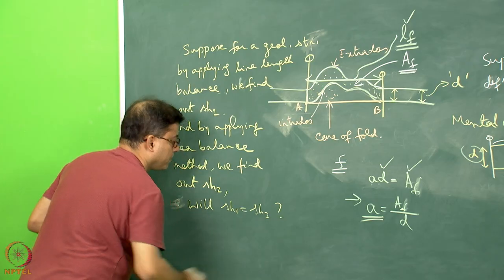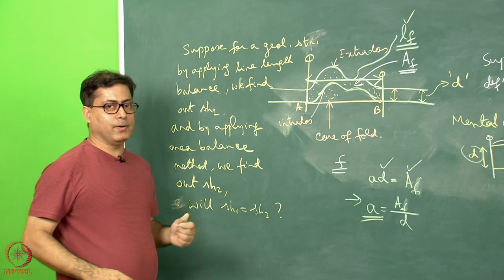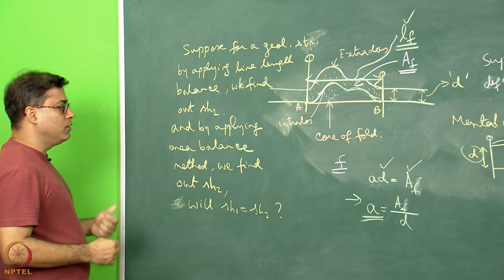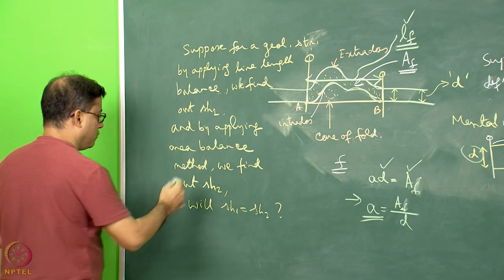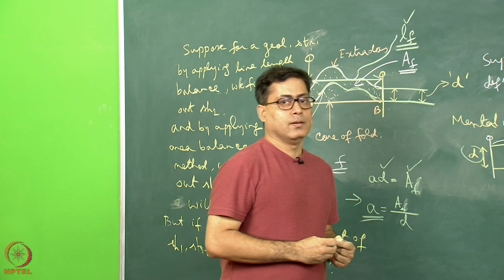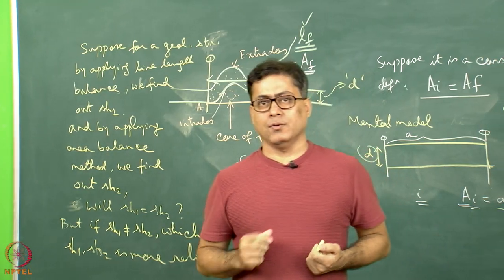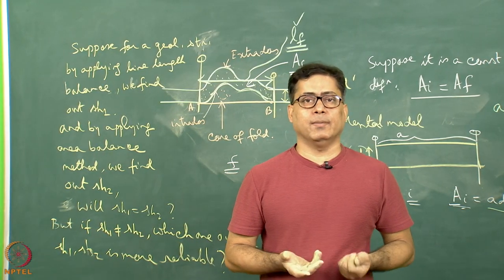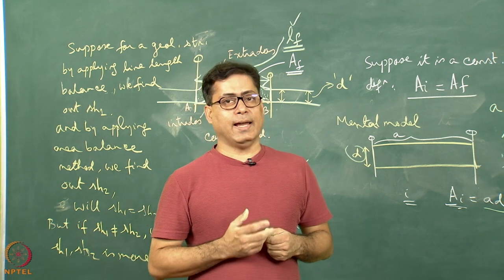Suppose if it is so, then there is no problem. But if they are not equal, which one should I take, SH1 or SH2? Another doubt comes to our mind, when should we apply the area balance method? Now this can be addressed in the field.